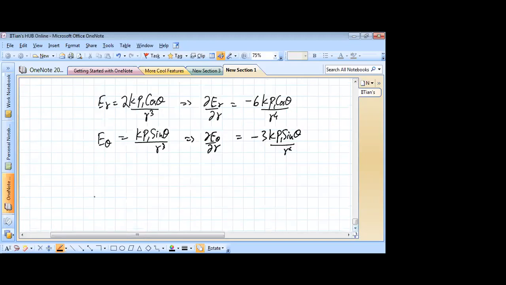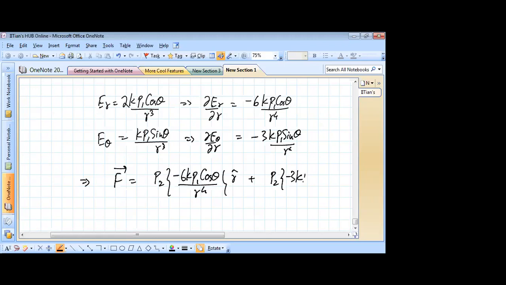So now when you substitute that over there, you can see that you get the force as P2 into this term: minus 6 Kp1 cos theta by R to the power 4 R cap, plus P2 into minus 3 Kp1 sin theta by R to the power 4.